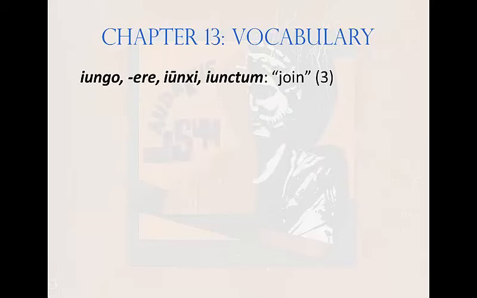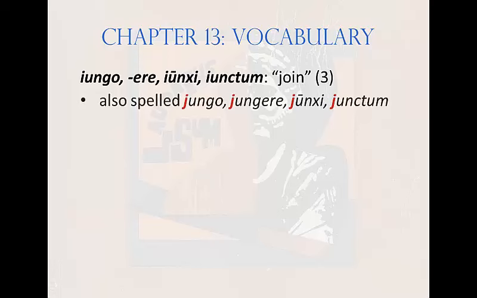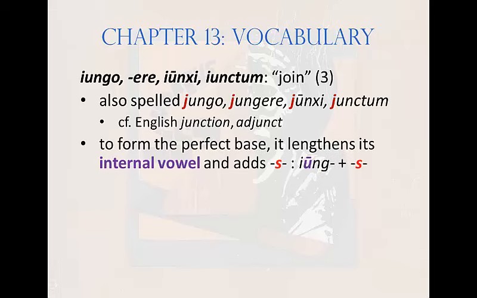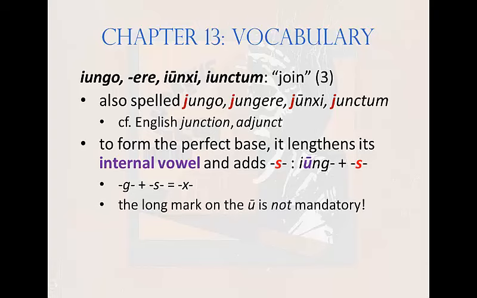The last two words on this vocabulary list are both verbs and both very important ones. The first verb is jungo, jungere, junxi, junctum. It means join, and it's third conjugation. It can also be spelled with a J in place of the initial I, which explains the spelling of English derivatives like junction and adjunct. To form its perfect base, this verb lengthens its internal vowel and adds S, resulting in jung plus S, junxi. G plus S will be spelled as X in Latin. And the long mark here is not mandatory because by itself it doesn't distinguish any two forms from each other.